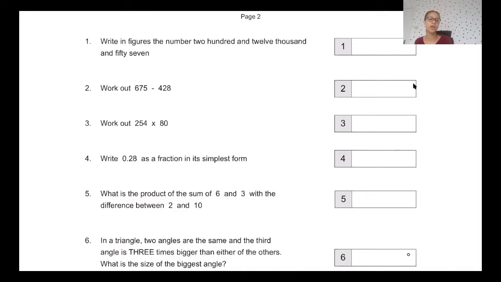Okay, first question. So first few of these, I'm just going to go through quickly so that you know the best way to do them. Writing the first number should be easy. So we have 212,000. So 212, comma, and 57. Make sure you put the 0 in there for 57.